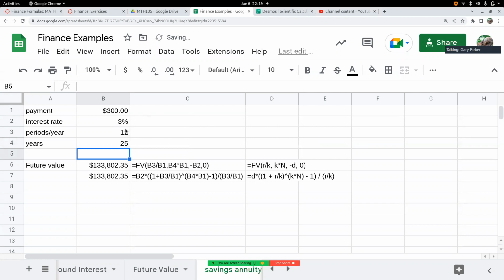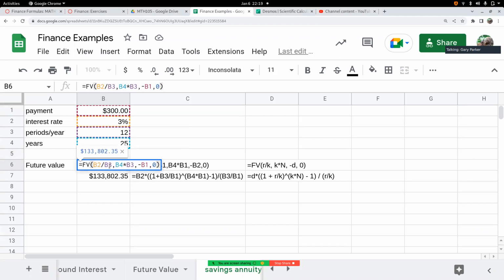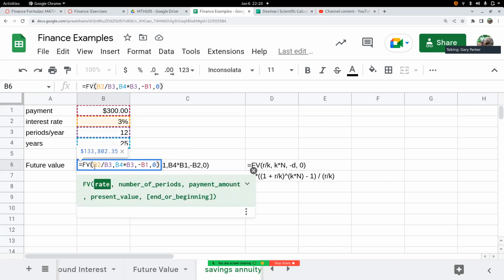Now I have the future value set here to calculate using two different formulas. One is the future value formula from the spreadsheet. For an annuity, that's the formula FV, and it requires the rate. Now that's the periodic rate. The periodic rate is always the interest rate divided by the number of periods per year. Next thing we need to enter is the number of periods total. That's always the periods per year times the number of years.